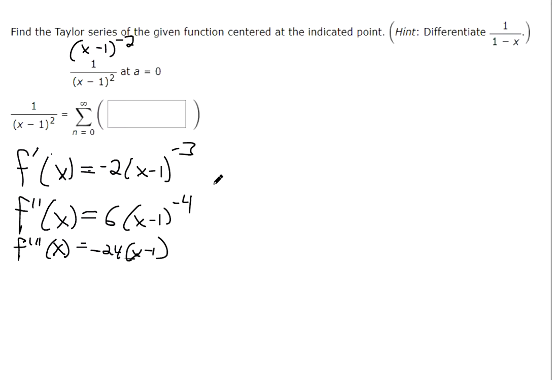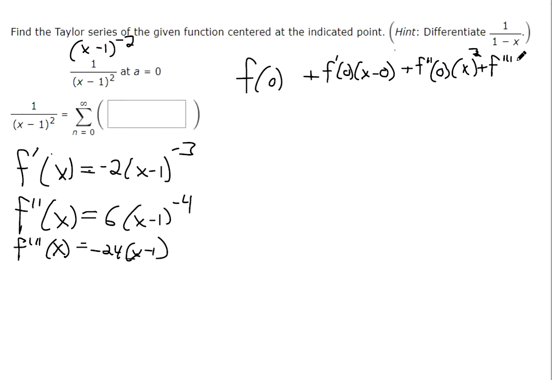Okay, so let's start doing the Taylor expansion. For the first term, it's just f of 0. The second term is going to be the first derivative of f at 0, at our center, times x minus our center to the first power. And then it's the second derivative at the center times x, I'm just going to skip the minus 0 part, to the second power. And then we get the third derivative. That's x to the third power.